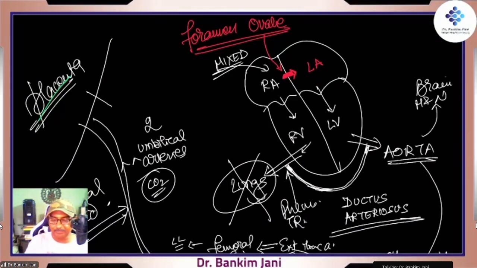From the right atrium, there is a wall. This is what is called the atrial septum, the interatrial septum, right? The name itself is telling us that it is the septum between the two atria, right atrium and left atrium. So this is one septum. But in the fetus, there is one hole. It is not fully completed, right? There is a hole which is kept.